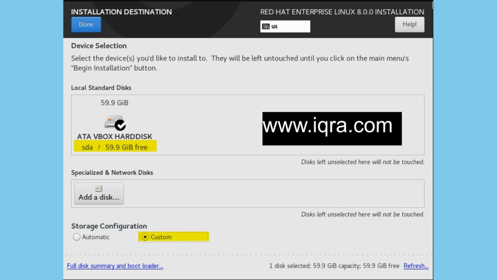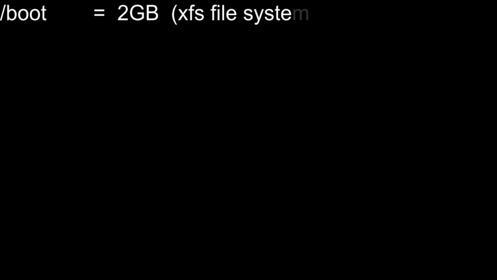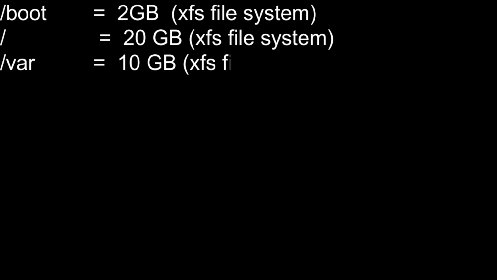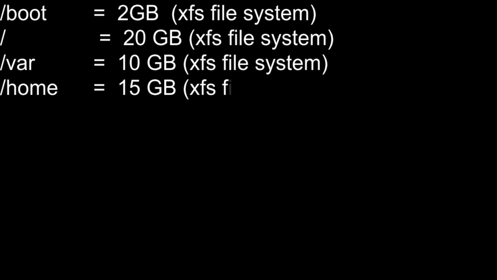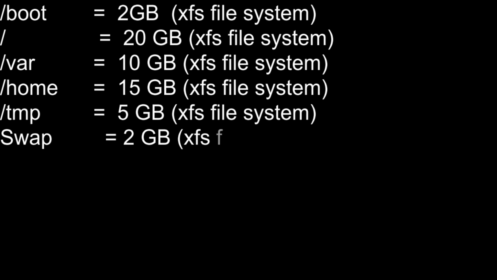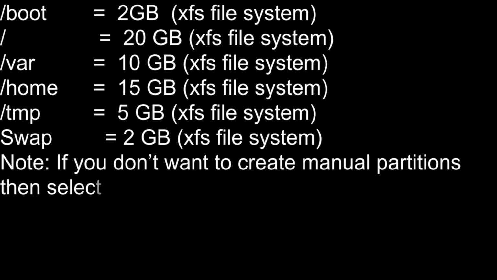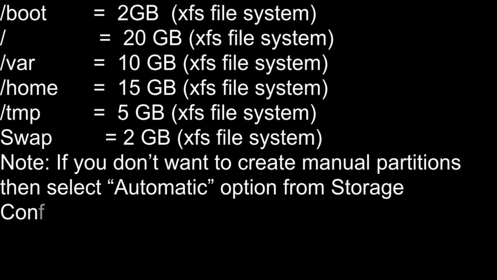To define the installation disk and partition scheme for RHEL, click on the Installation Destination option. Click on Done. As we can see, I have around 60 GB free disk space on the SATA drive. I will be creating the following customized LVM-based partitions on this disk: boot equals 2 GB, XFS file system; root equals 20 GB, XFS file system; var equals 10 GB, XFS file system; home equals 15 GB, XFS file system; tmp equals 5 GB, XFS file system; swap equals 2 GB, XFS file system. Note: if you don't want to create manual partitions, then select the Automatic option from the Storage Configuration tab.